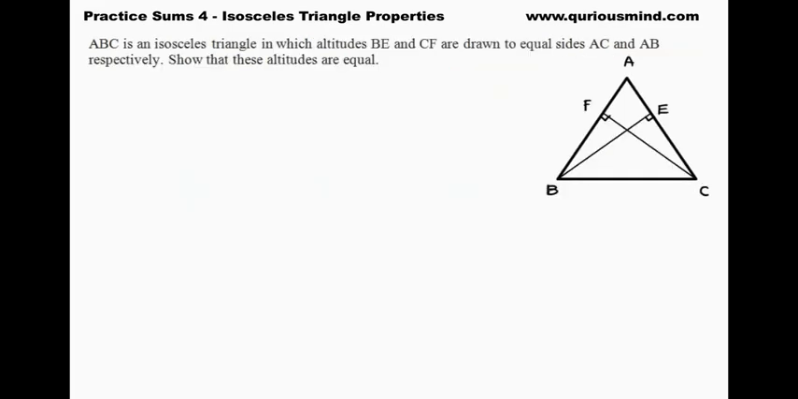ABC is an isosceles triangle in which altitudes BE and CF are drawn to equal sides AC and AB respectively. Show that these altitudes are equal. So we have to show that CF is equal to BE. Now let's focus our attention on the triangles ABE and CFA.